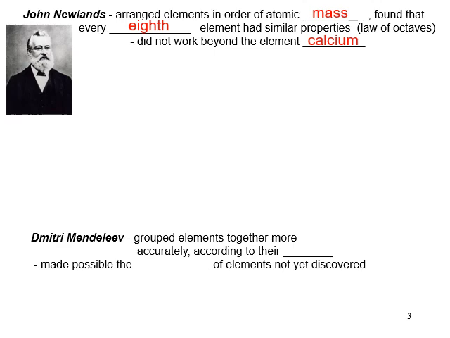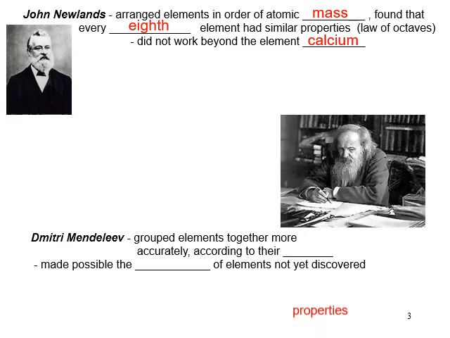Dmitri Mendeleev was another scientist who grouped elements together more accurately according to their properties, given that alkali metals went with alkali metals, halogens went with halogens, and so on. This made possible the prediction of elements not yet discovered. There were a few holes in the periodic table that weren't filled until much later, due to this grouping by similar properties.